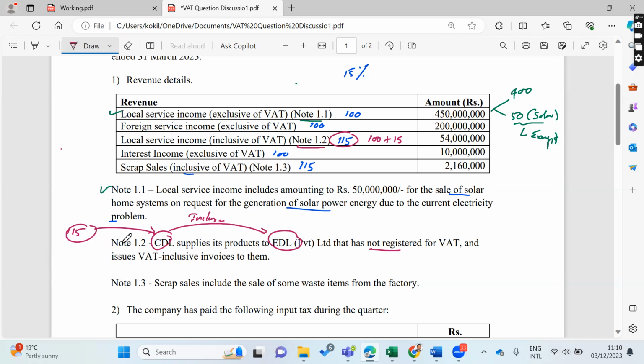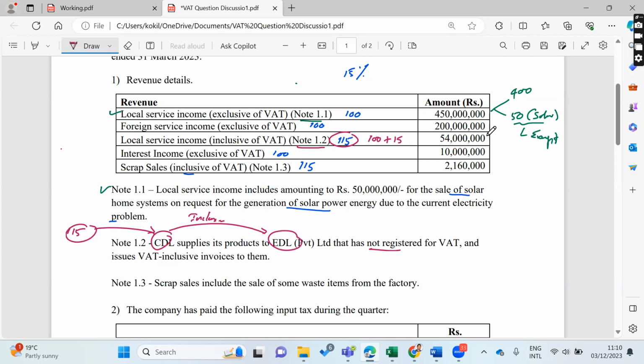In most practical scenarios they will issue the same tax invoice, because they can't change the system from time to time when making sales. One person is registered, one person is not registered. They can't monitor, and the systems are not that advanced. So what they can do is issue the same invoice. But theoretically, you have to issue an inclusive invoice if the other party is not registered.